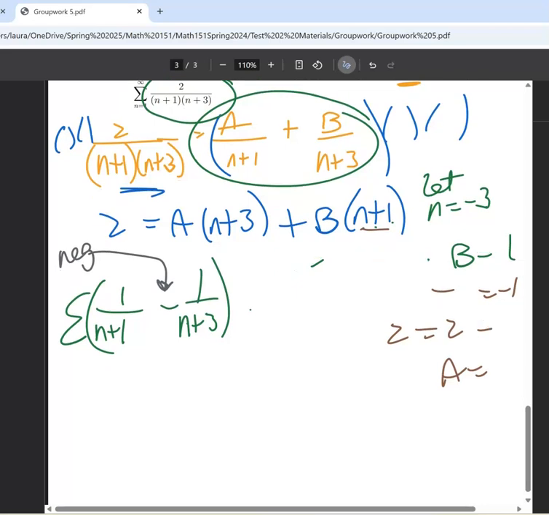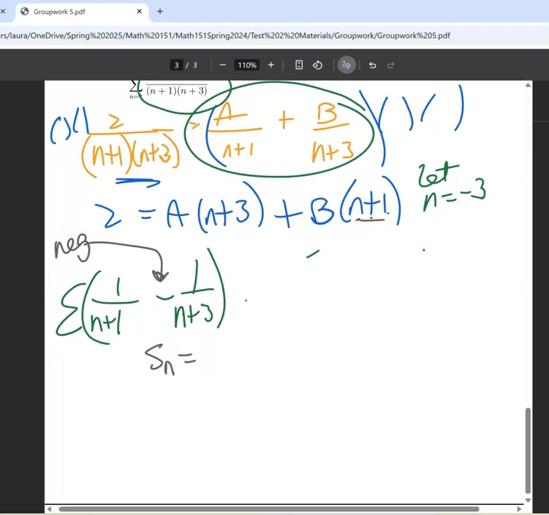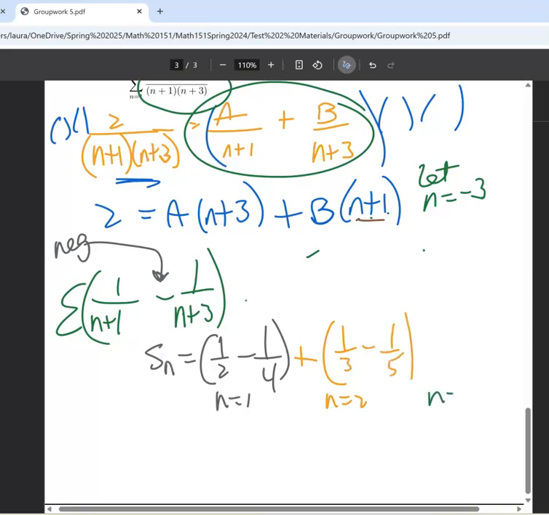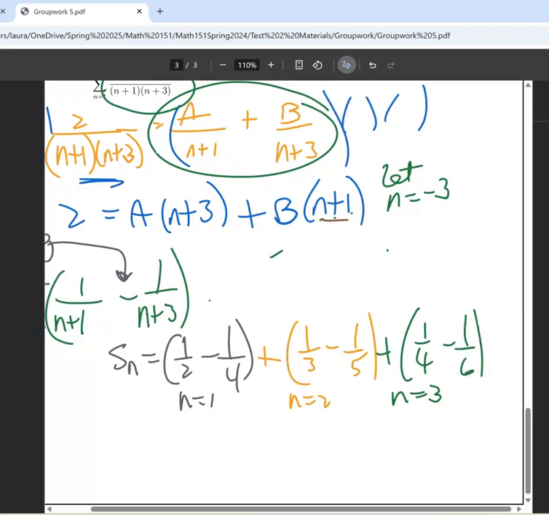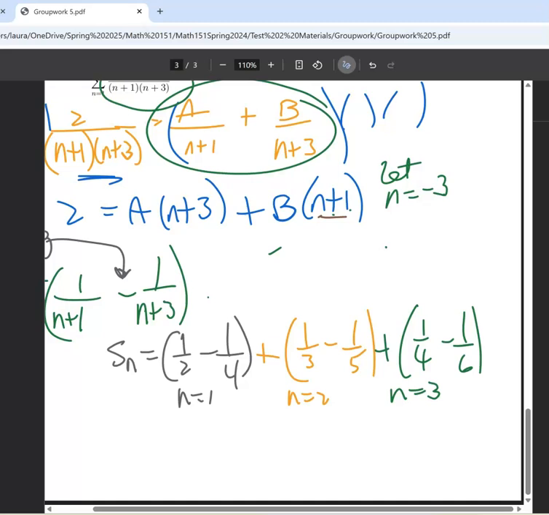All right, so now it's my turn. Do not split it up into two separate sums. It is your time to write out what the S sub n is equal to. So S sub n means you plug in n equal 1. So I get 1/2 minus 1/4. And then I plug in n equal 2. I get 1/3 minus 1/5. And if I plug in n equals 3, I get 1 over 4 minus 1 over 6. Oh, there's not much canceling yet, is there? So let's just keep going.